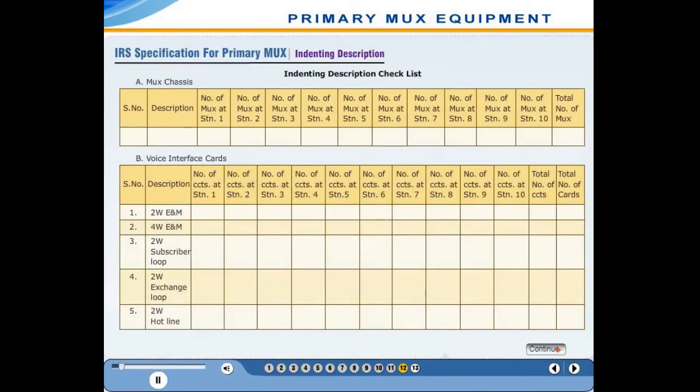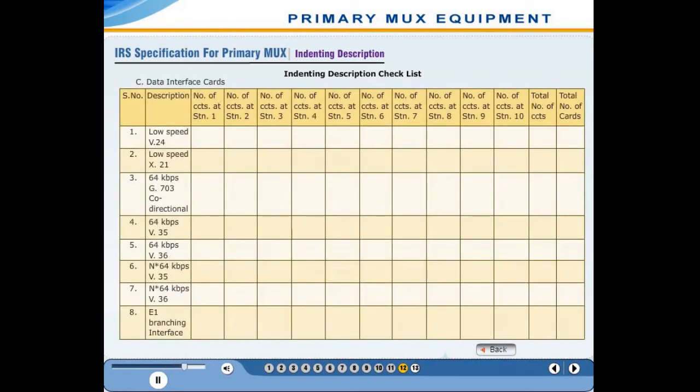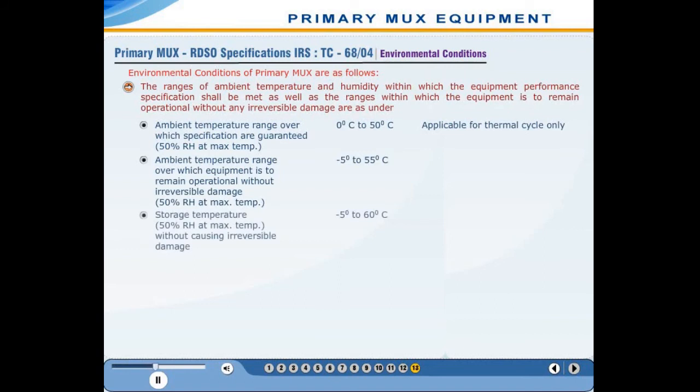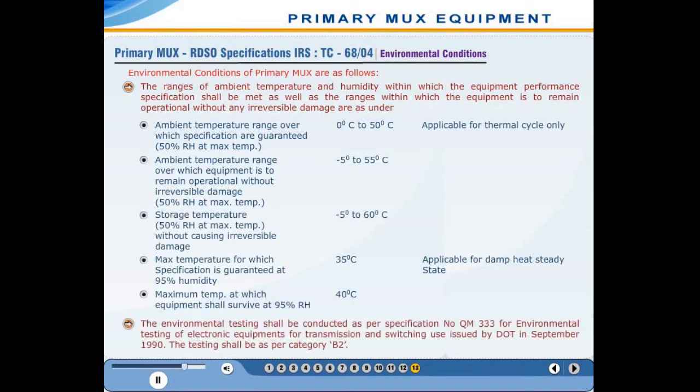Indenting description. The indenting description checklist for MUX chassis is shown on screen. The indenting description checklist for voice interface cards is shown on screen. Indenting description checklist for data interface cards is given on the screen. The details of environmental conditions of primary MUX are shown on the screen.